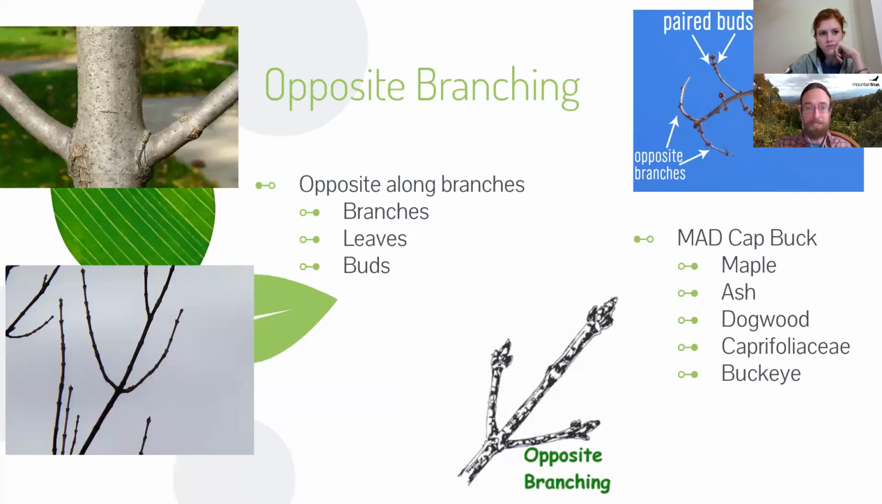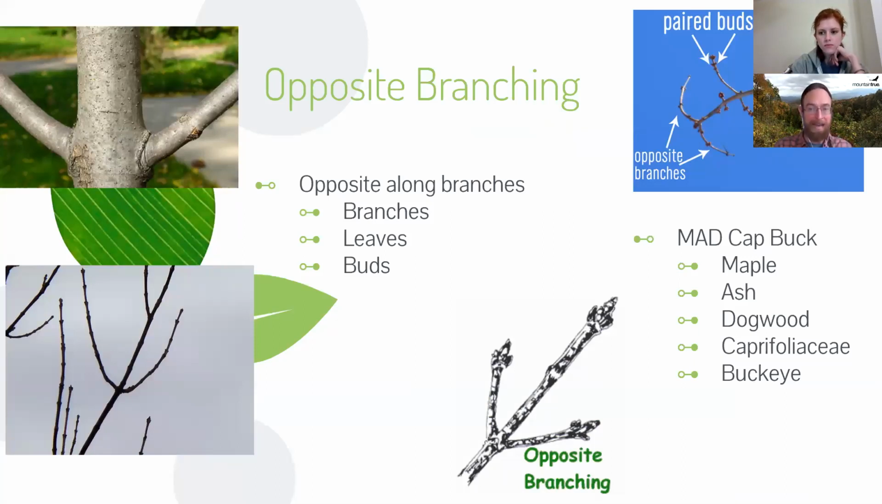So most of the trees in our area are, of course, alternate, and most trees in general, but there are some opposite ones. And if you memorize those, you can stand a pretty good chance, if you find an oppositely branched tree, of being able to identify it. So the main oppositely branched trees, native trees that we have in our area are maples, which include box elder, red maple, sugar maple, silver maple, mountain maple, and striped maple.